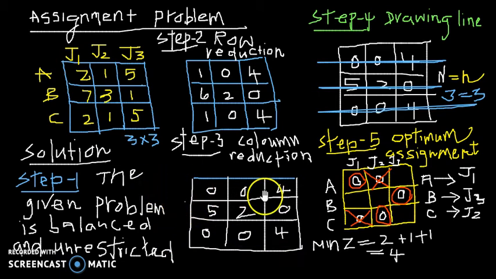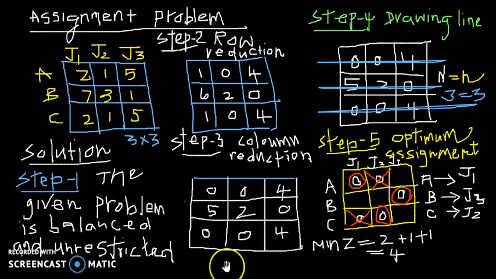First row, no, only 2 zeros are there. Second row, only 1 zero is there. Third row, 2 zeros are there. First column, only 2 zeros are there. Second column, only 2 zeros are there. And last column, only 1 zero is there.